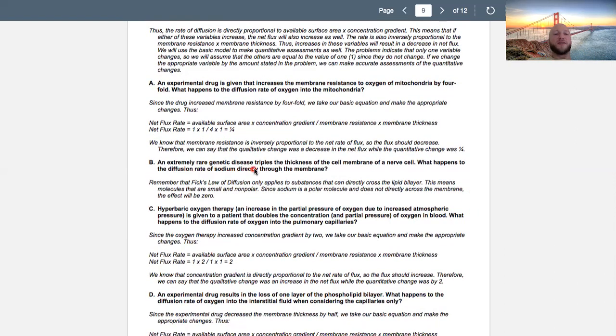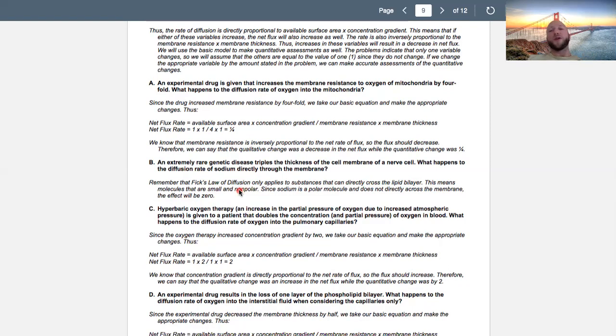An extremely rare genetic disease triples the thickness of the cell membrane. You're going to put a 3 in front of thickness. What happens to the diffusion rate of sodium? Oh, sodium doesn't move through. Okay, so remember that Fick's law of diffusion only applies to substances that can directly cross the membrane. This means molecules that are small and nonpolar. Since sodium is a polar molecule, it does not directly move across the cell membrane. The effect would be 0 because sodium doesn't move across.